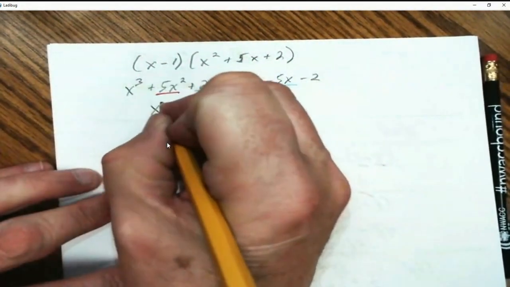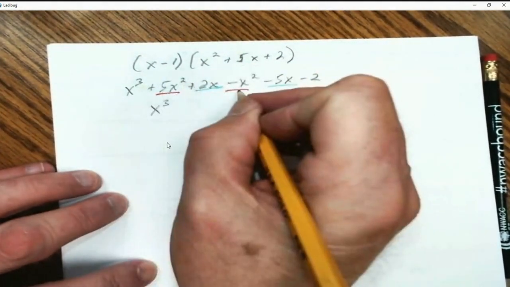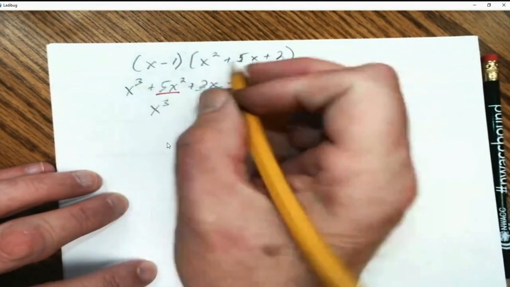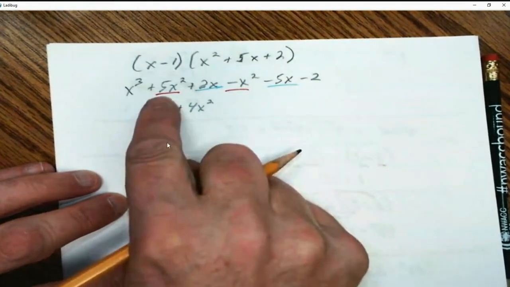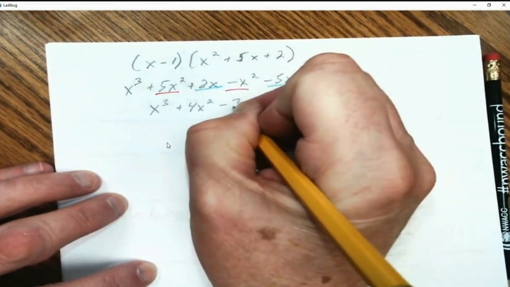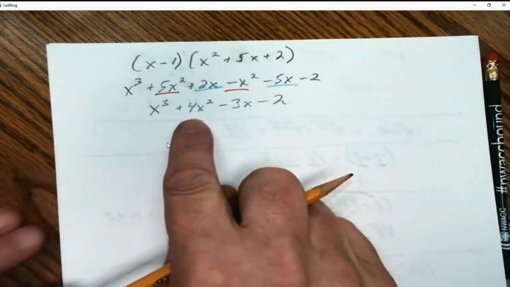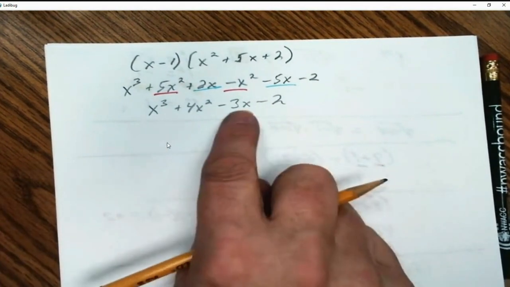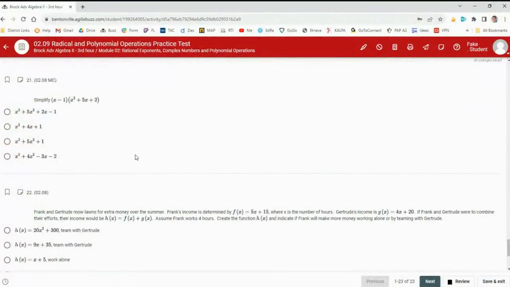So it's x to the third. Let's take the two x squared terms, 5x squared and negative 1x squared. So we have 4x squared because our 5x squared lost one. Then we have a 2x and a negative 5x. So negative 3x. And then the minus 2 on the end. So this is our solution when we simplify that right there. It's the bottom one right there. X to the third plus 4x squared minus 3x minus 2. Yep.